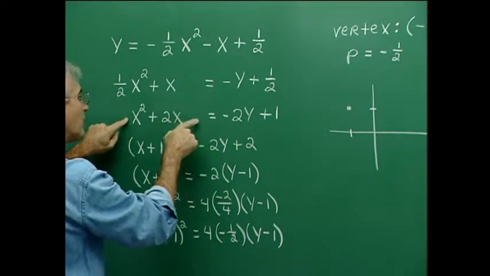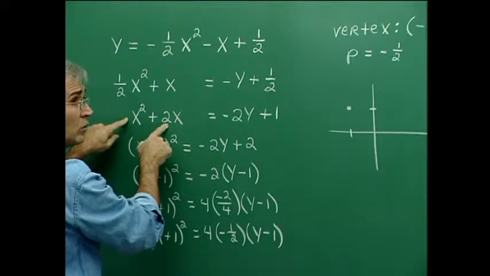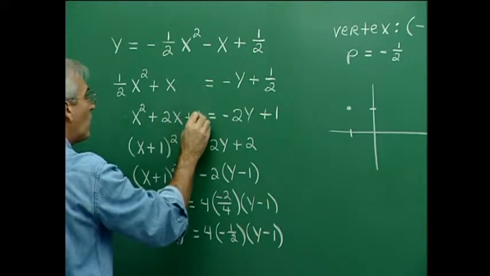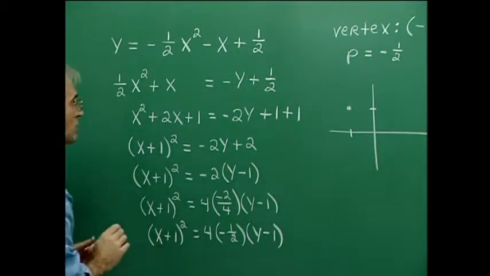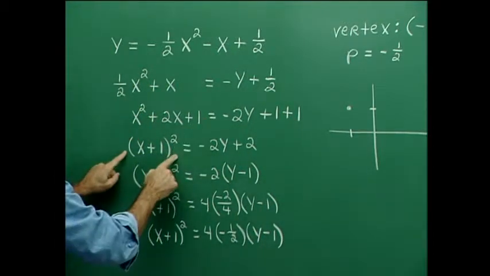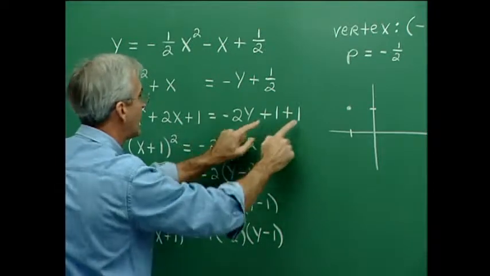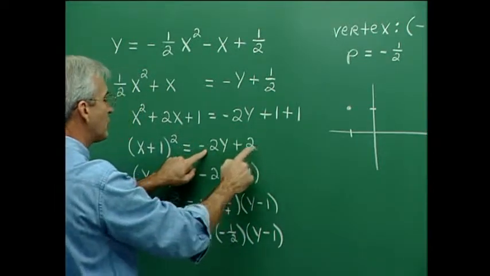So we think, well, what do we need to add here? Half of 2 is 1. 1 squared is 1. So we add 1 here, and to maintain the balance of the equation, we add 1 on the right side as well. Factoring here, we get x plus 1 squared. Over here, collecting the 1s, we get minus 2y plus 2.